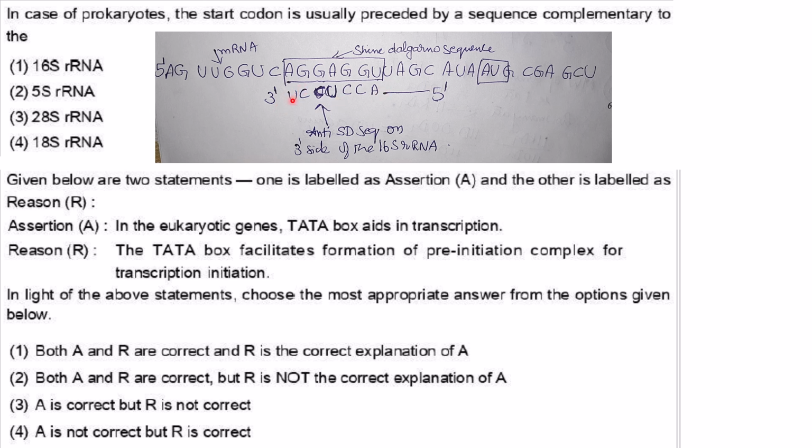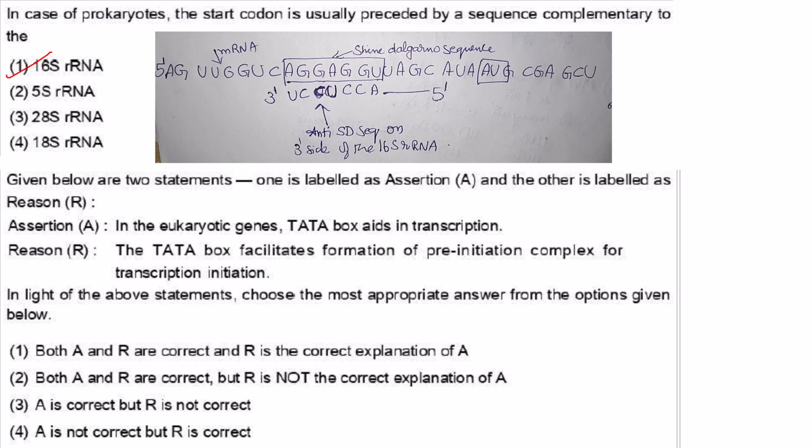Because on the 3' side it is having an anti-Shine-Dalgarno sequence. It is to that region it will bind during translation. So the start codon is usually preceded by a sequence complementary to the 16S rRNA. Answer is option 1.